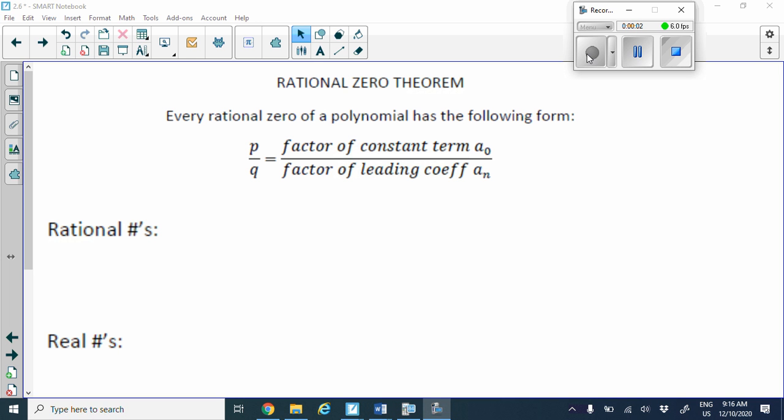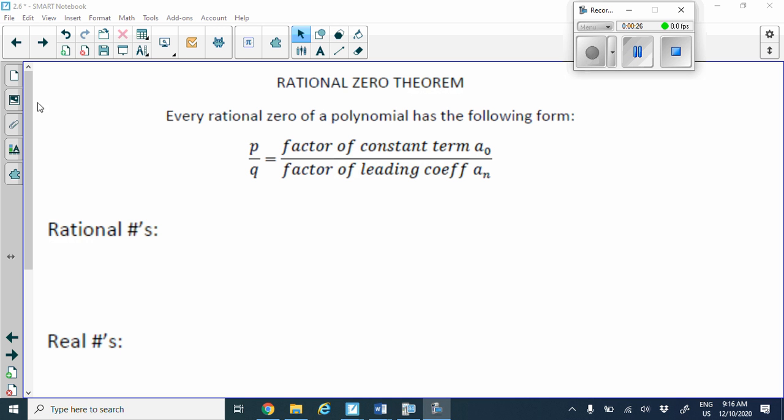Hey guys, so here's part 2 of the 2.6 notes. We're now going to talk about the rational zero theorem. What this is saying is that every rational zero of a polynomial has the following form: p over q. What p represents is the factor of the constant term when we are in standard form, and q represents the factor of the leading coefficient of our very first term.